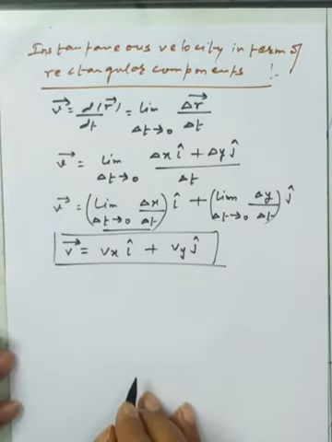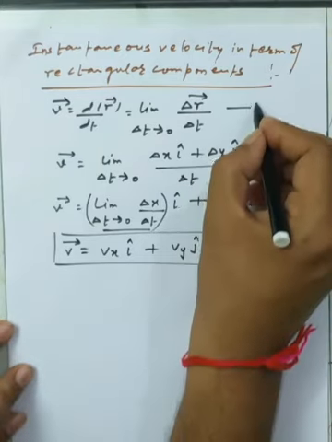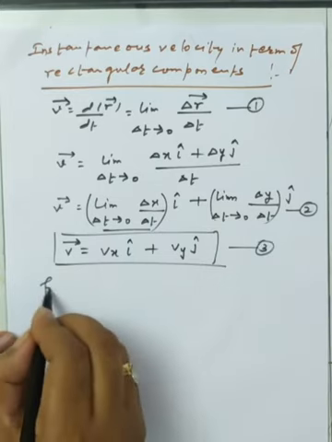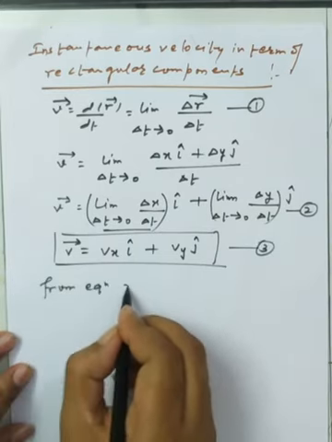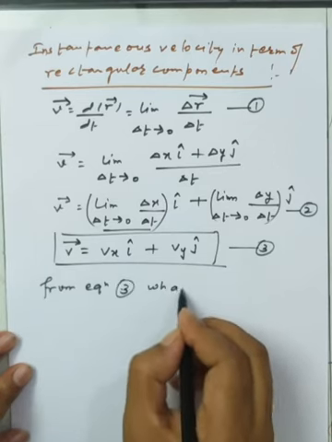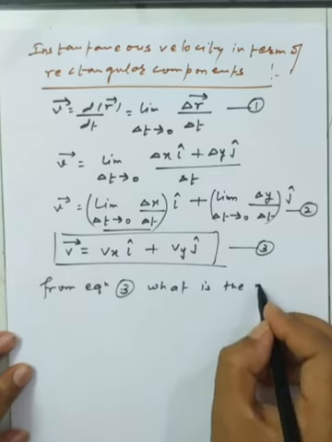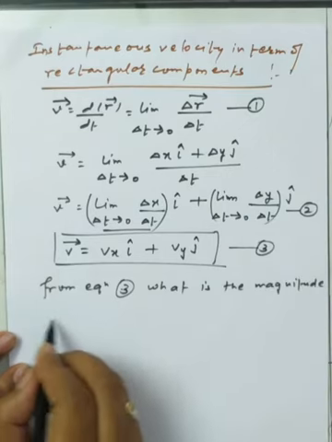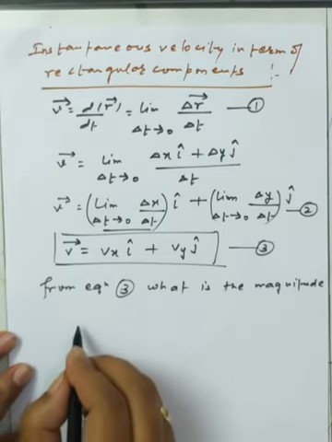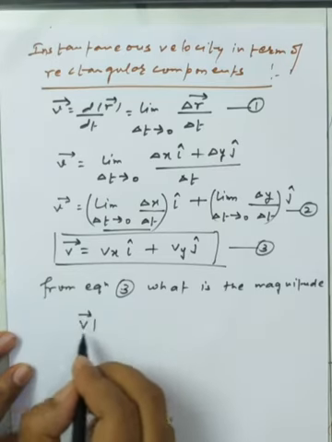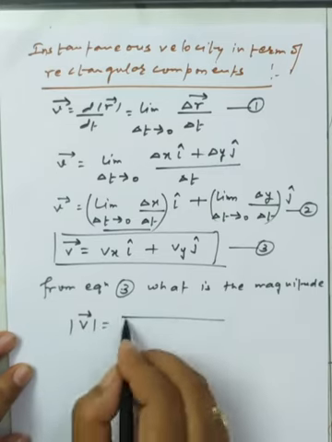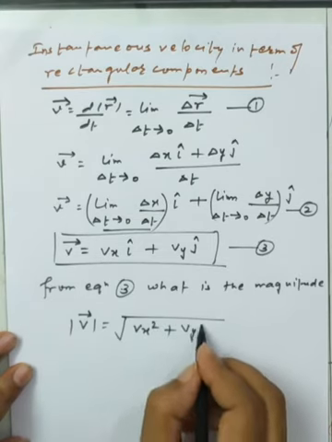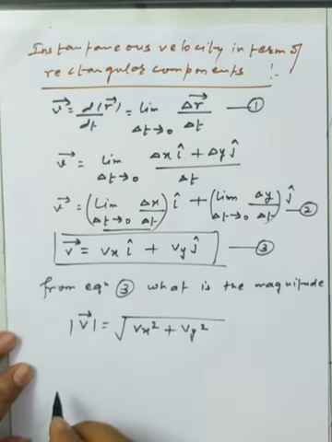Now we can find out the magnitude from this term. Suppose this one is equation number 1, this one is equation number 2, and this one is equation number 3. From equation number 3, what is the magnitude? Easily we just apply the vector concept. So the magnitude of the instantaneous velocity is the square root of the sum of the squares of the components, that is vx square plus vy square. These are the components.